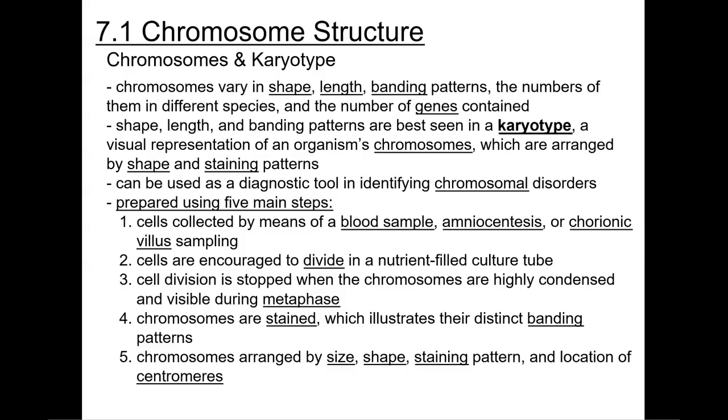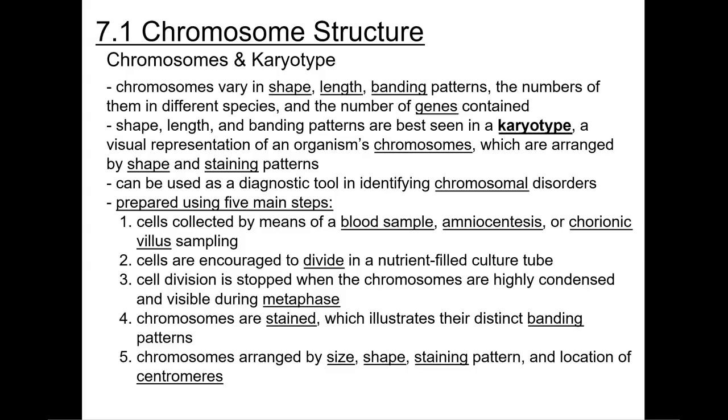And we have a diagnostic tool that we can look at these. If you're taking your chromosomes and looking at them, you can view them in what's known as a karyotype. That's where you can look at those different banding patterns. That's going to be a visual representation of the organism's chromosomes, and like we said, it's arranged by shape, size, and staining patterns. So it's used to diagnose chromosomal disorders, and they can do that with 5 main steps.